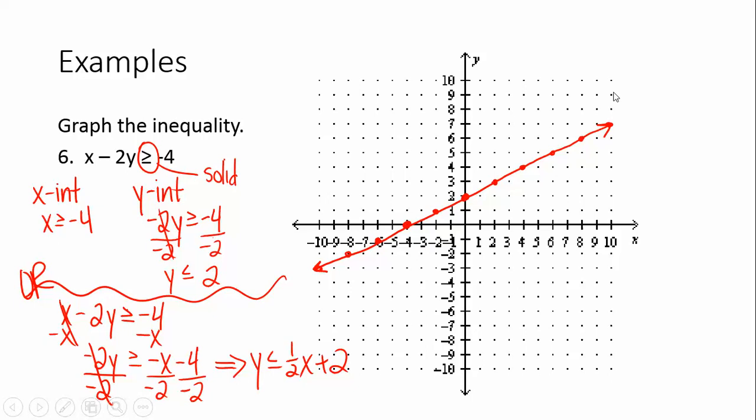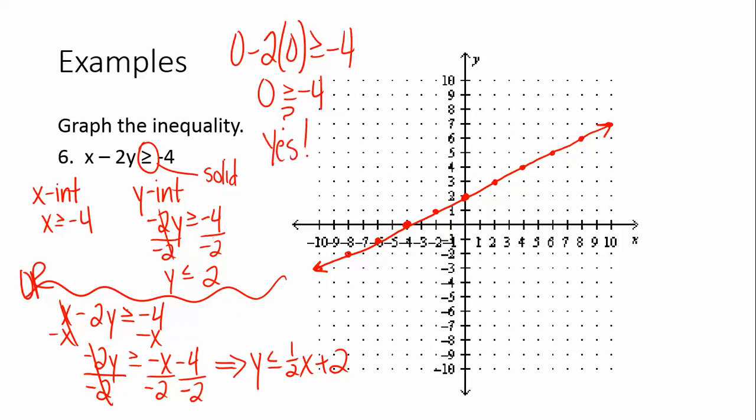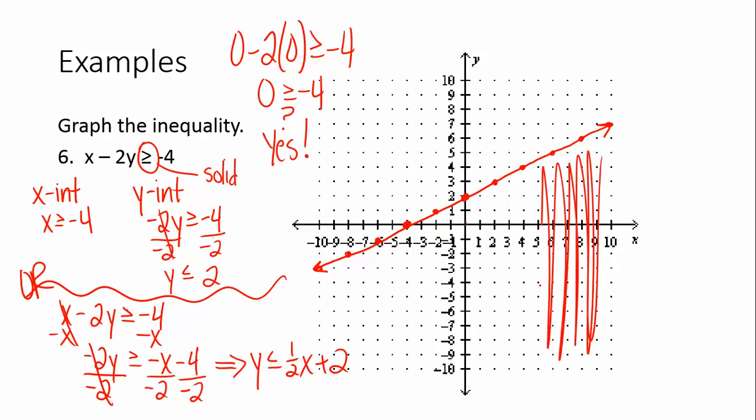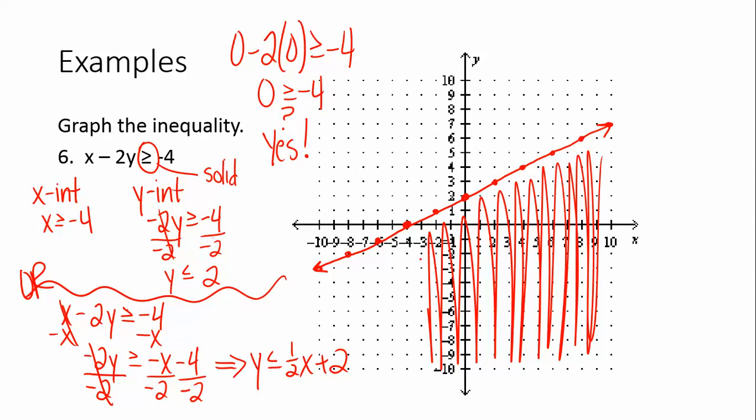And then we need to determine where to shade. I'm going to pick 0, 0 again. So when I plug 0, 0 in, I get 0 minus 2 times 0 greater than or equal to negative 4. So we get 0 is greater than or equal to negative 4. This is true. Be careful, this is a negative 4, so 0 is greater than negative 4. Which means we want to shade where 0, 0 is, which is below the line. So all of our shading is now below the line here.